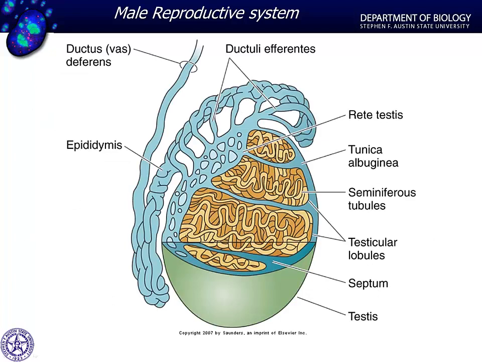Here we can see an illustration of the male testes, and you can see how the septa have divided this into smaller compartments, and with each one of these lobules, we're going to have a number of seminiferous tubules.